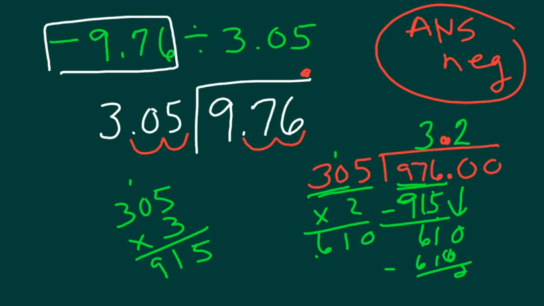Hold on, though. What did we decide at the beginning? What did we decide at the beginning? The answer is negative. So we have to be sure to go back and check that and put our negative sign. It's negative 3.2.